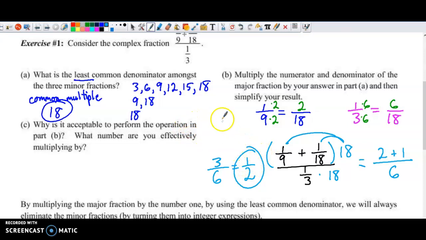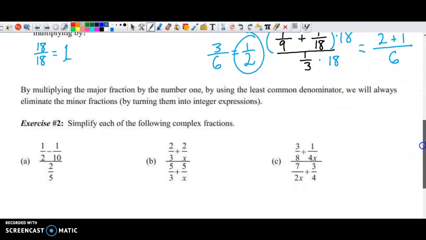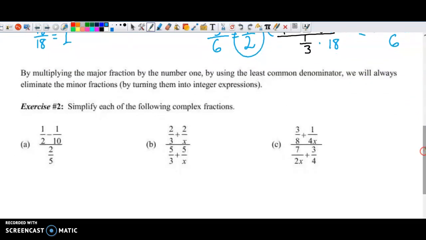I know I'm kind of all over the place on that one. But this is acceptable because by multiplying the top and bottom by the same number, essentially what I'm doing is multiplying top and bottom by 18 over 18, which equals 1, and multiplying by 1 will not change the value of something. Just think about that for a second. So we can do that on some of these more complicated things.